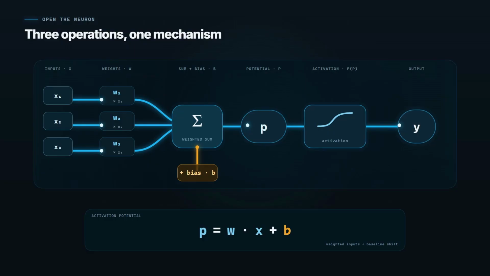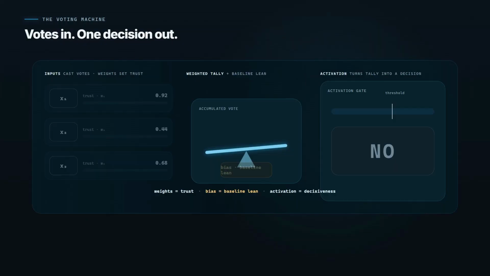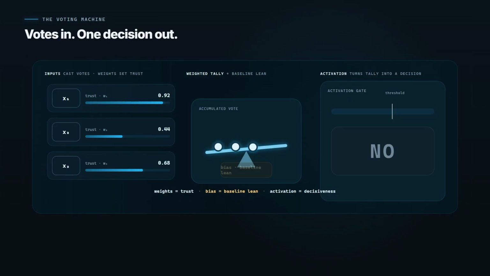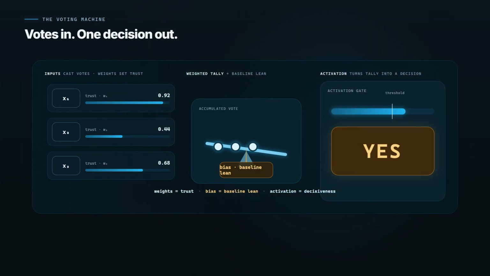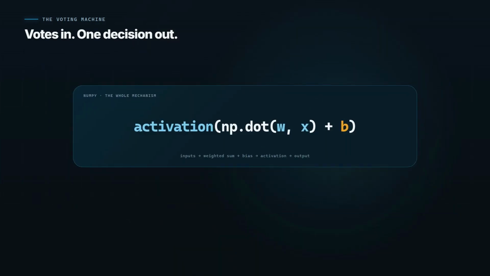Think of the neuron as a tiny voting machine. The weights are how much it trusts each input. The bias is its baseline lean. And the activation function is how decisively it turns the tally into a yes or a no. In NumPy, that whole thing is basically one line: the dot product of weights and inputs plus the bias, through an activation.